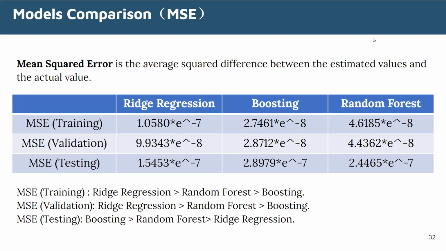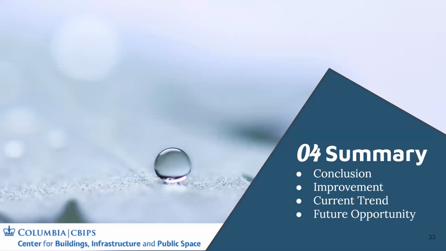Besides the mean absolute error, we also use the mean squared error to evaluate the 3 models. The mean squared error is the average of the squared differences between the estimated value and the actual value. From this table, we can draw the same conclusion as the previous slide. In the training data set and in the validation data set, the boosting algorithm performs best, while in the testing data set, regression performs best. Next one.